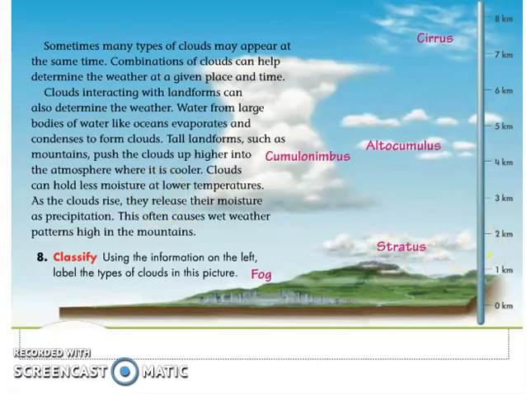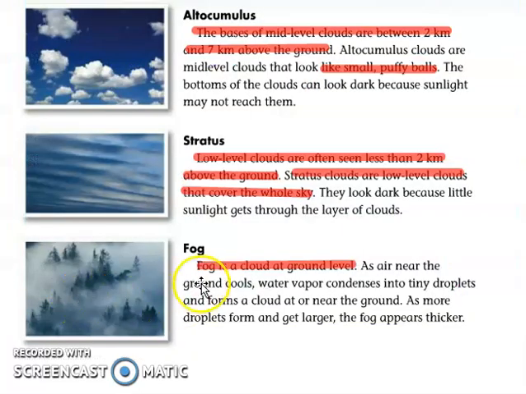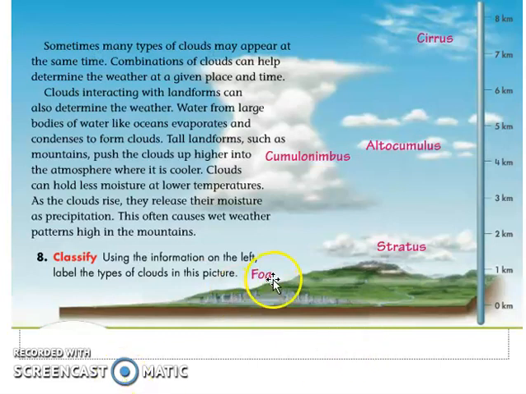Okay, and then the last cloud here is fog. Fog is a ground level cloud. Here, fog stays on the ground. Zero meaning it's on the ground. That is the lowest type of cloud because it stays on the ground.